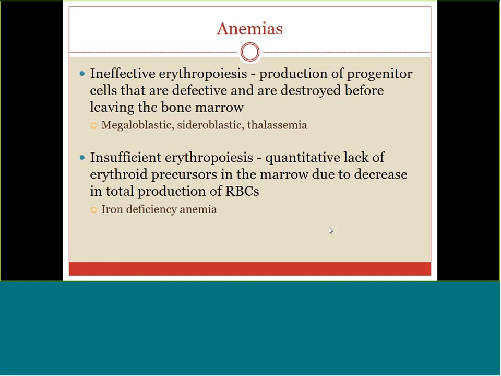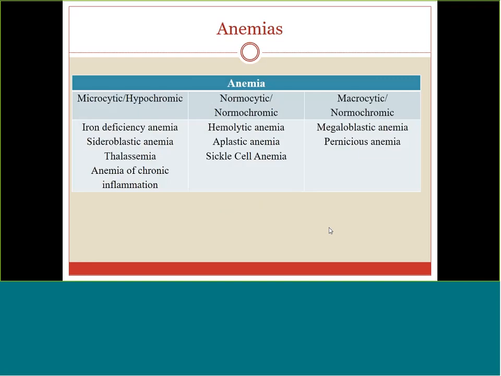All right, so now going into the anemias, there are two classic mechanisms to anemias. Either they're formed because there's ineffective erythropoiesis, in which you're making defective cells, and so they're destroyed before they ever leave the bone marrow. That can result in anemia. Megaloblastic, sideroblastic, thalassemia are all good examples of an ineffective erythropoiesis mechanism. The other mechanism to forming an anemia is insufficient. You're just not making enough red cells. Iron deficiency would be a great example of that. So those are the two main mechanisms to forming anemias.